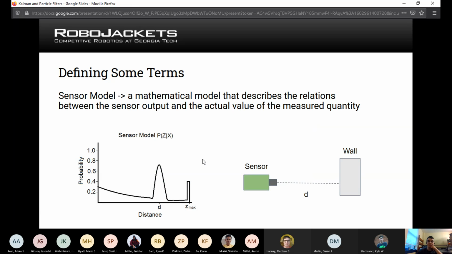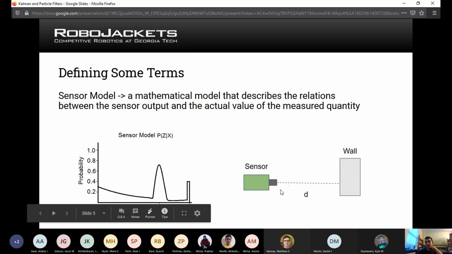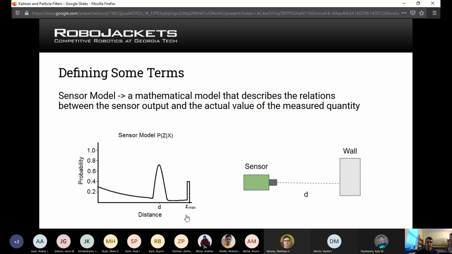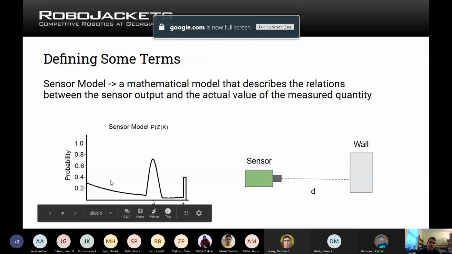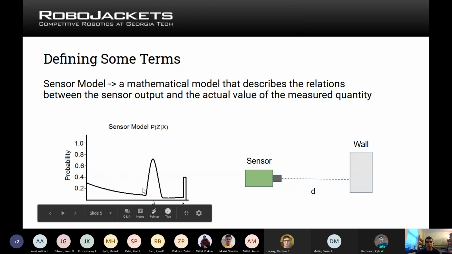An important concept that you'll see in both models is a sensor model. This is a mathematical model that describes the relationship between the sensor output and the actual value of the measured quantity. So for example, say we have a LiDAR sensor sending out a beam and measuring the distance to a wall. In reality, the sensor is likely to give you a graph something like this. So it's not necessarily going to give you the actual value you're looking for.